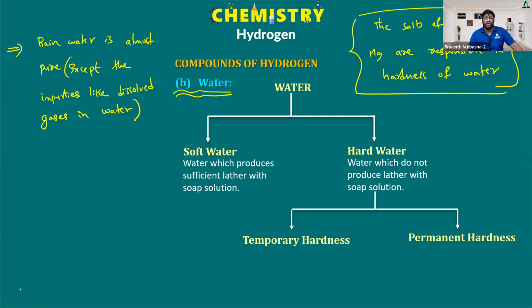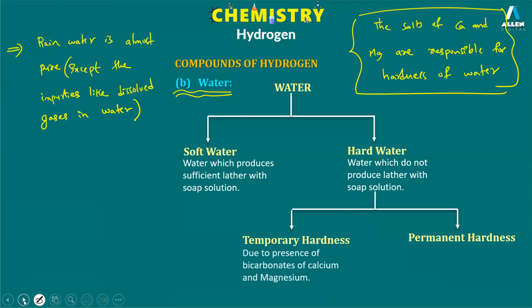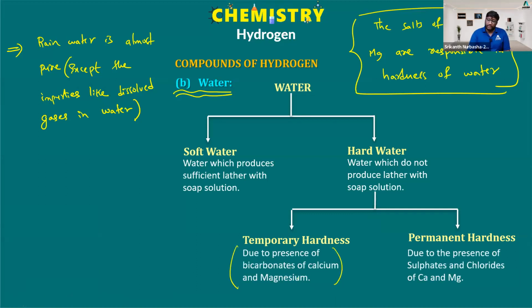Temporary hardness is actually due to what type of salts? Calcium and magnesium bicarbonates. Permanent hardness is due to the presence of calcium and magnesium chlorides and sulfates. Calcium and magnesium bicarbonates cause the temporary hardness. Permanent hardness will be due to calcium and magnesium sulfate. Clear, right? Yes, sir. Temporary hardness is due to the presence of bicarbonates of calcium and magnesium. Permanent hardness is due to the presence of sulfates and chlorides of calcium and magnesium.